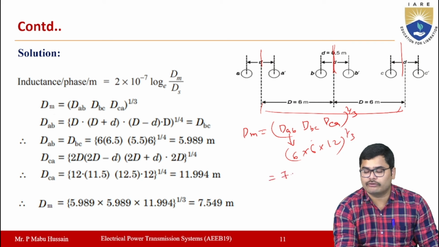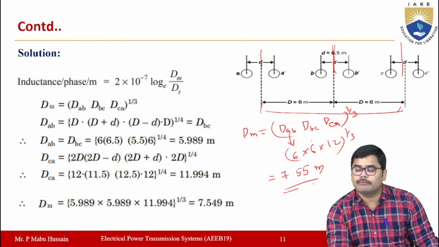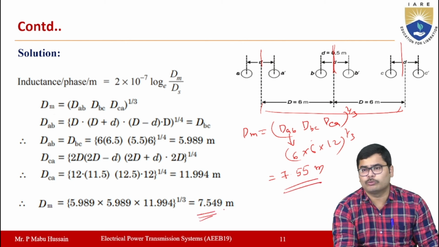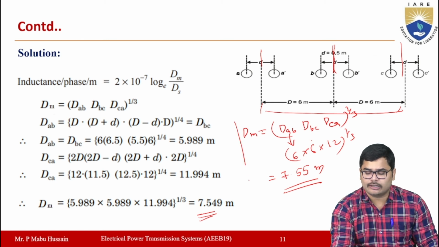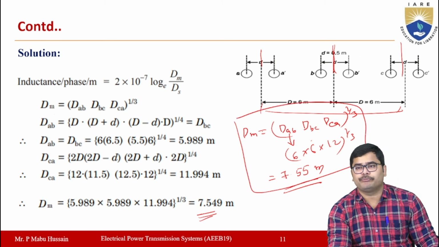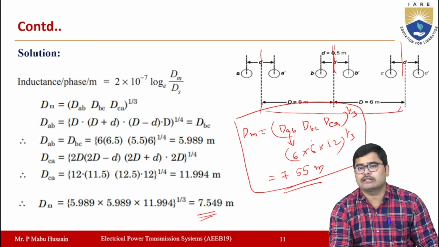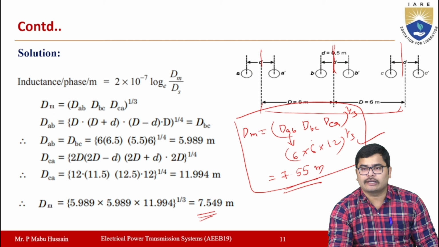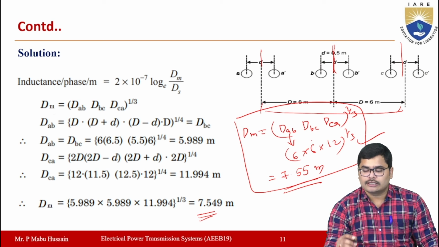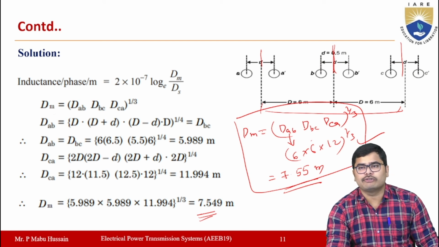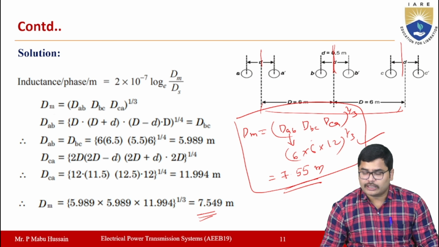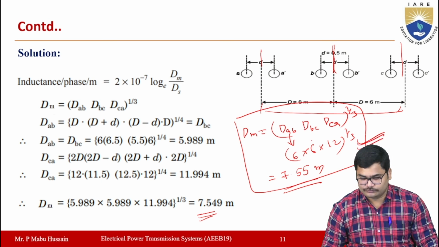So then if you calculate, you will get 7.55 meters, right? This 7.55 meters and this value both will be the same. So better to use this procedure instead of the previous procedure, which takes more time. If you use this procedure, it will take very less time and you can calculate within a short period of time. Okay, so this is how you can determine the mutual GMD in two ways. If you are comfortable with any other method, you can use any one of them. I will prefer this method here.